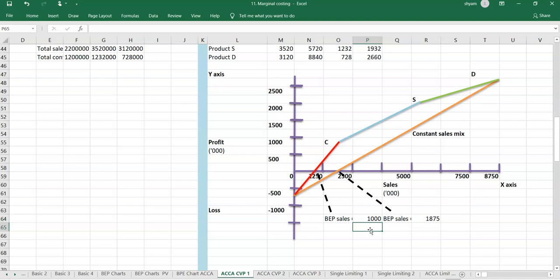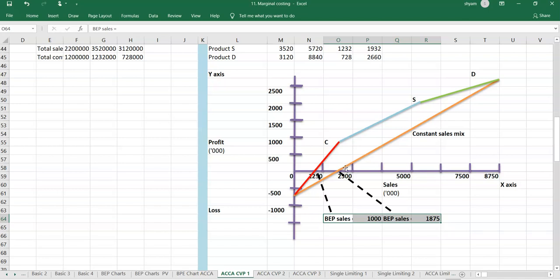Okay, so not 1,000 units, 1,000 of sales. Sales dollars. So this is an important point. When you sell a higher CS ratio product, it will break even sooner than a product which has a lower break-even point.